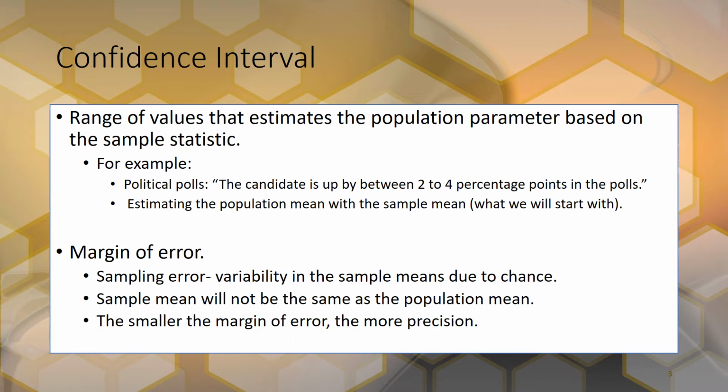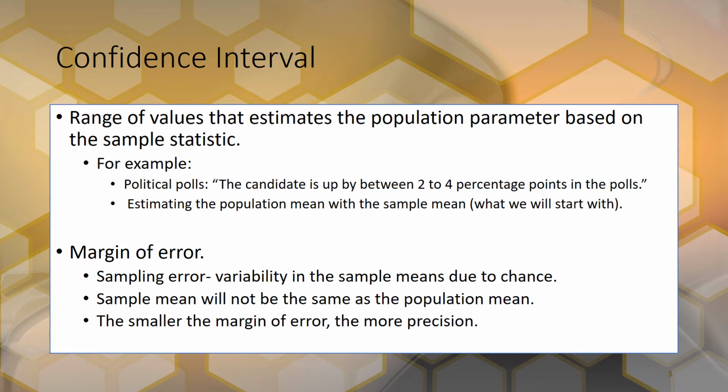So for example, you might hear in political polls that some candidate is up by between 2 to 4 percentage points in the polls, or whatever amount they're up by. For this class, we're going to start with estimating the population mean with the sample mean. So notice in my political poll example, I didn't say they were up by 3 percentage points, right? I gave a range of numbers. So it was between 2 and 4 percentage points.